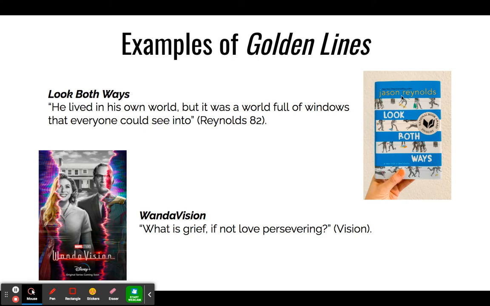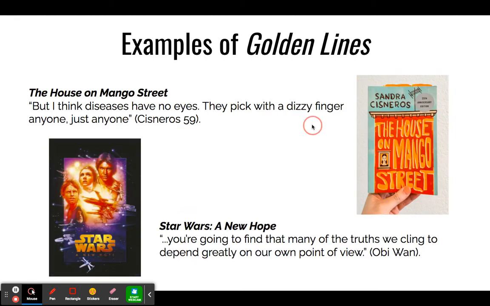So this is a book by Jason Reynolds called Look Both Ways. "He said he lived in his own world, but it was a world full of windows that everyone could see into." When I read that book, that was a golden line that stood out to me. If you're a Marvel fan and you watched WandaVision, I'm sure you remember this line. Vision says to Wanda, "What is grief if not love persevering?" That is absolutely a golden line. So you can think about them as being quotes that people will share or quote back that are very memorable.